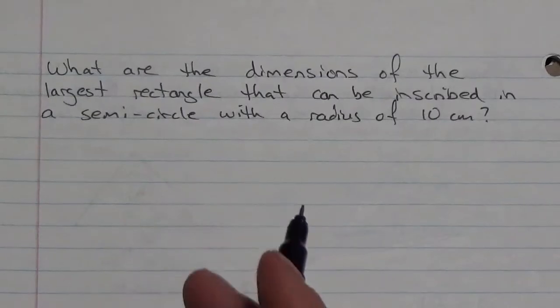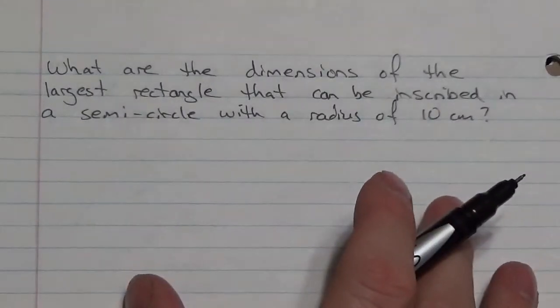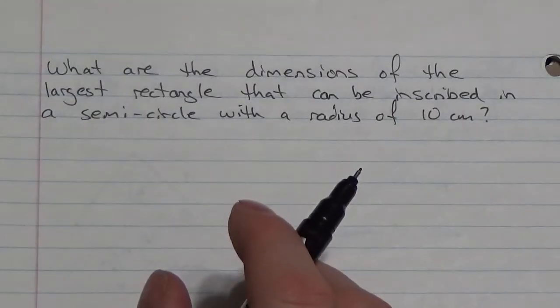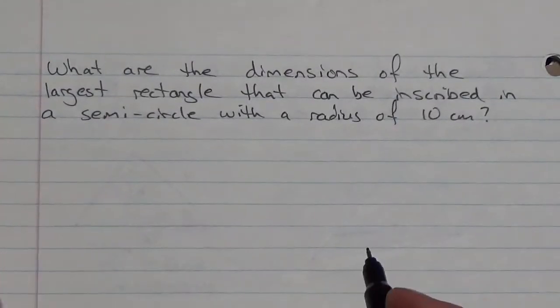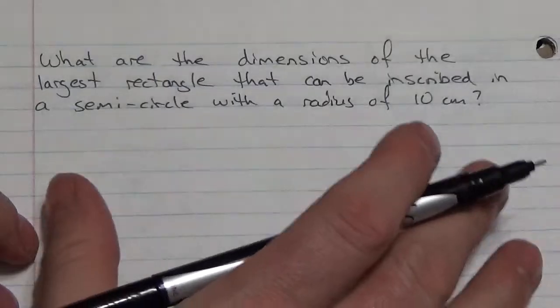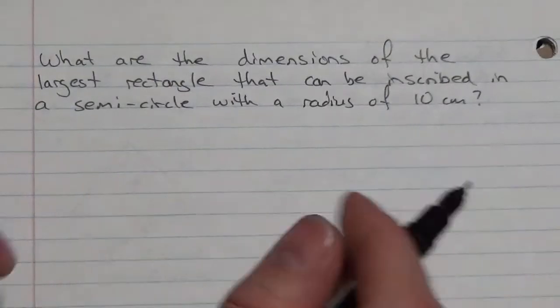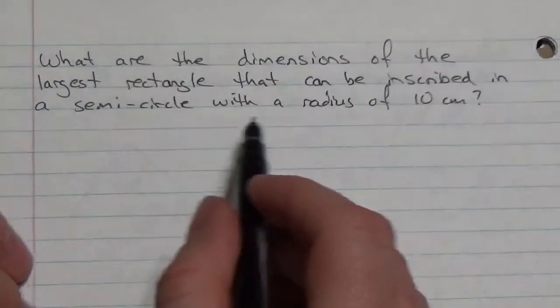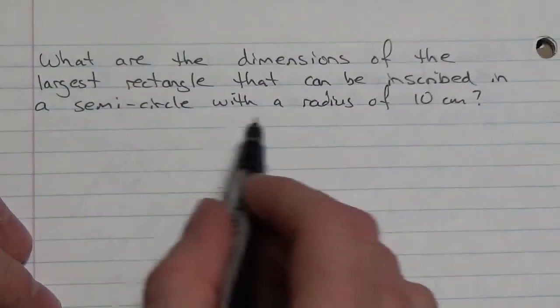Okay, now here's another word problem that we're going to use trig with. But you should recognize this. You've probably done this one before without using trigonometry. I just want you to see how trig takes this problem and, in my opinion, makes it a little bit easier. So what are the dimensions of the largest rectangle that can be inscribed in a semicircle with a radius of 10?